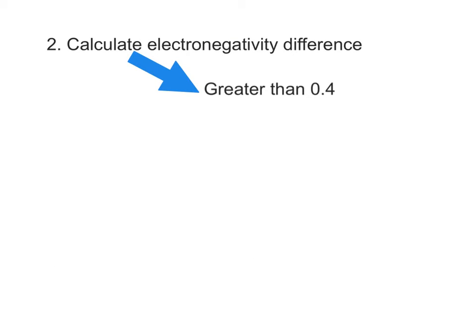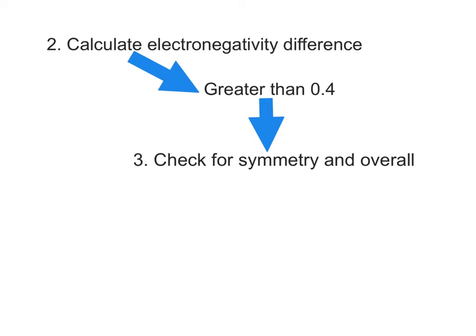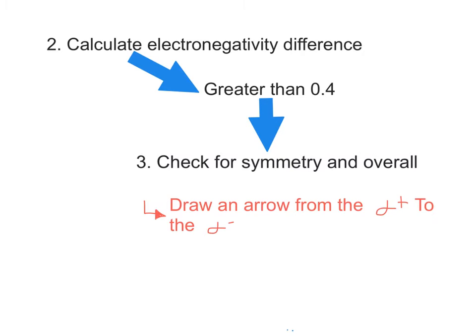If the electronegativity difference is greater than 0.4, we know a polar molecule is possible because we know the bonds are polar. Because we now meet one of those criteria, we have to look for overall direction or symmetry of our molecule. So our third step, after calculating the electronegativity difference and realizing it's greater than 0.4, is to check for symmetry and overall direction of charge. We check for symmetry by drawing an arrow from the slightly positive charges to all the slightly negative charges, and I'm going to demonstrate how to do this in a minute.